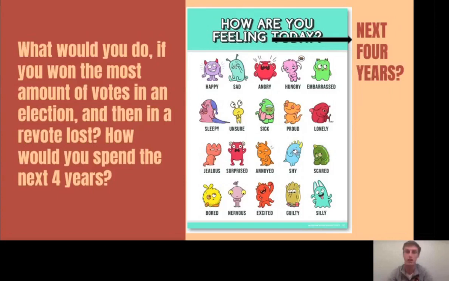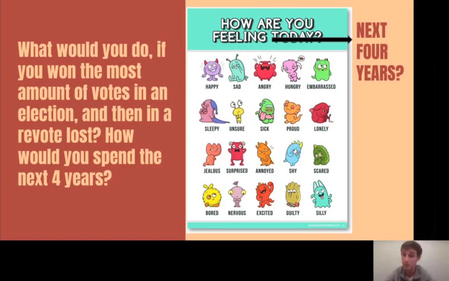But I want to ask you guys, what would you do if you received the most amount of votes in an election and then in a revote you lost it? So you got the most votes to become president, and then you got told, nope, because of this loophole, you're not going to be president. And in the revote, you lost. There's a little emotions chart over here. I'm just asking you, how would you feel? Happy, sad, angry, hungry, proud, shy, guilty? And my question is then, how would you spend your next 4 years?